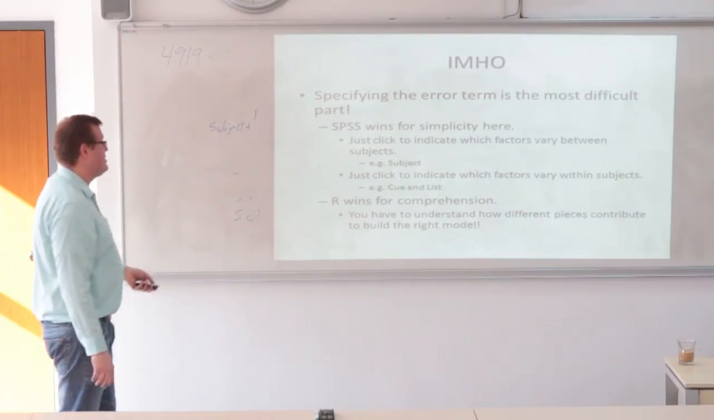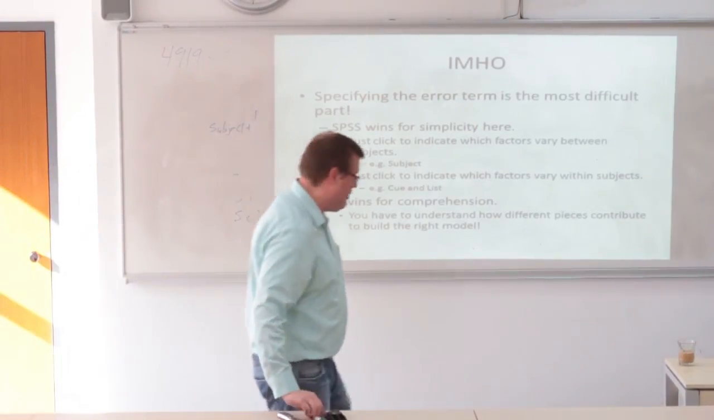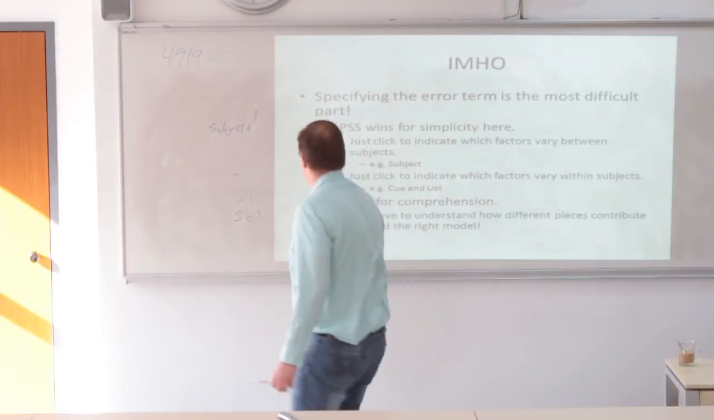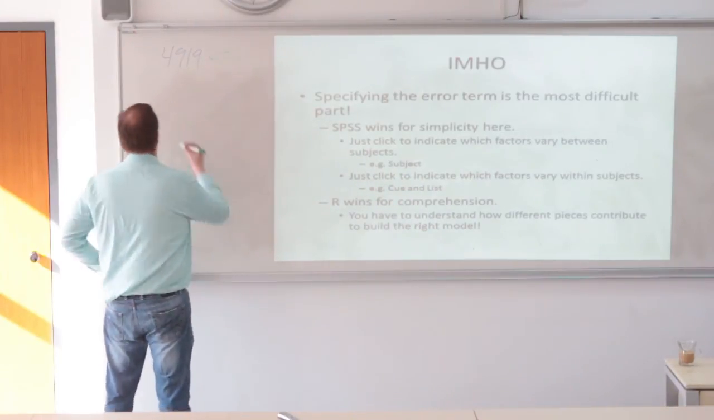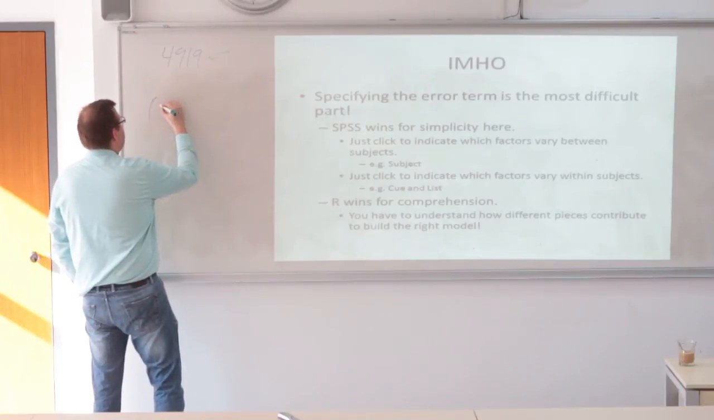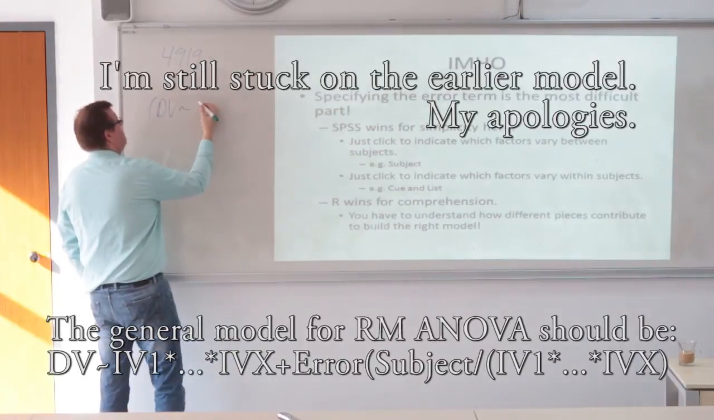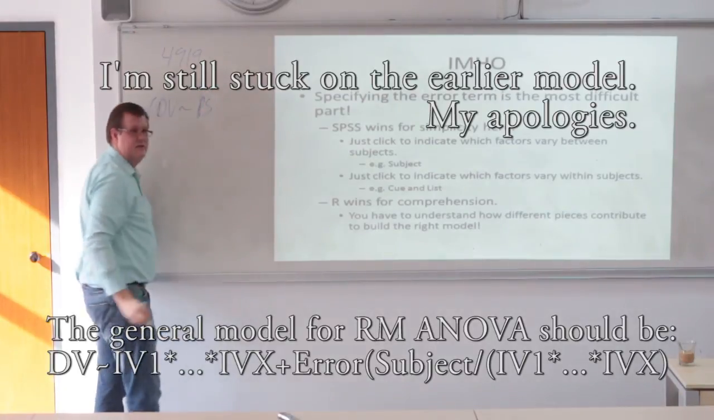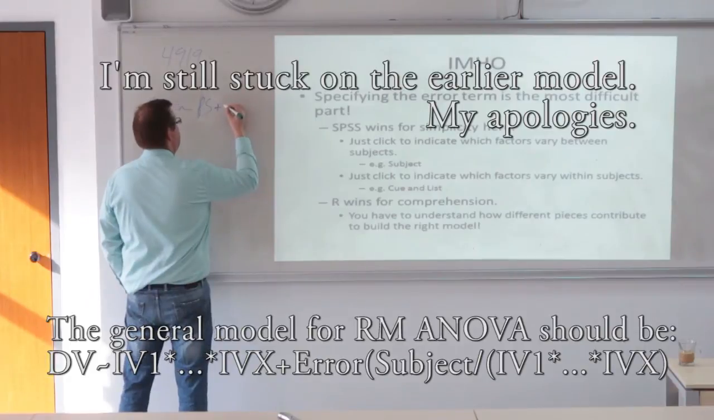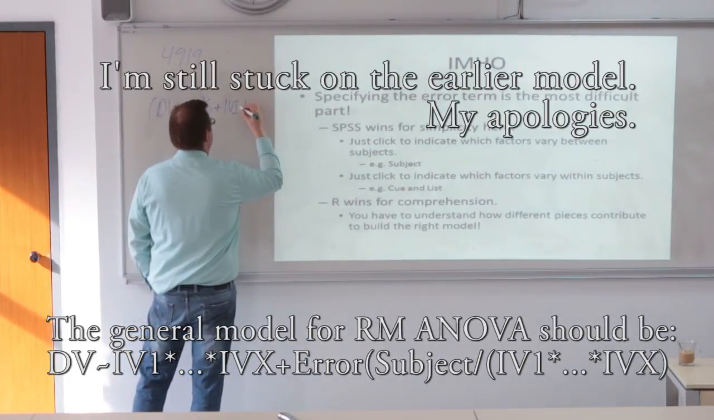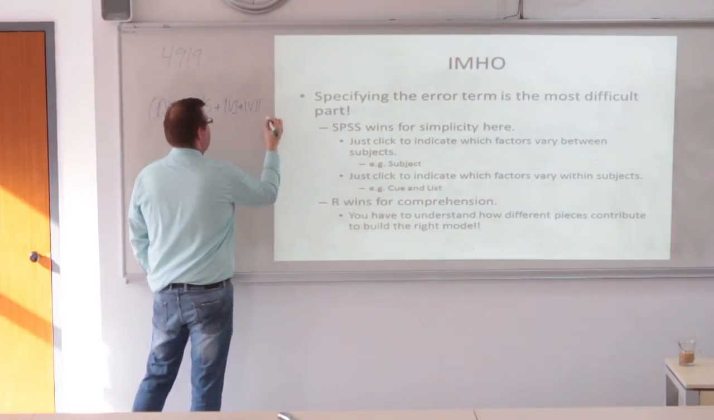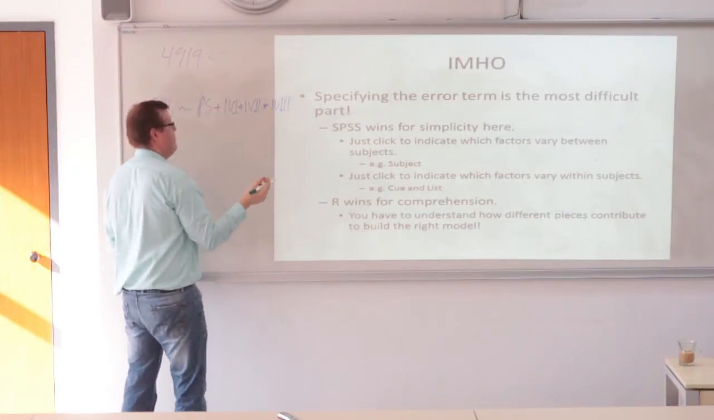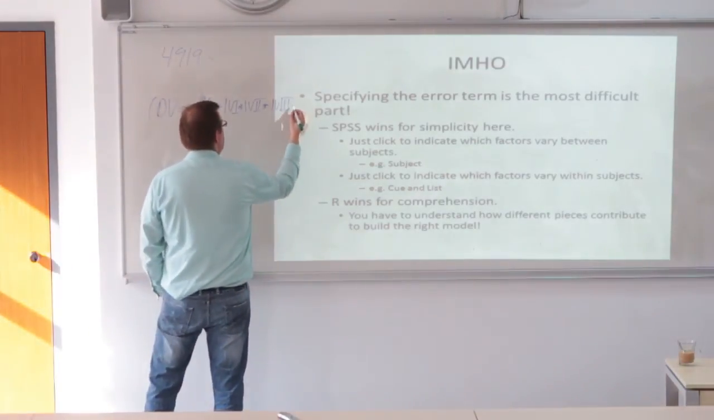So all you need to do is understand how the different pieces contribute to build the right model. And the model that I have given you is basically it for our repeated measures ANOVA. You'll see things like model some dependent variable as a function of subjects. So S, I'm not going to say SS, I'll say PS for participants, plus independent variable one, independent variable two. How many independent variables do we want? Three? No problem. IV three. Do we want four? Let's stop here. Okay. So we have that plus our error.